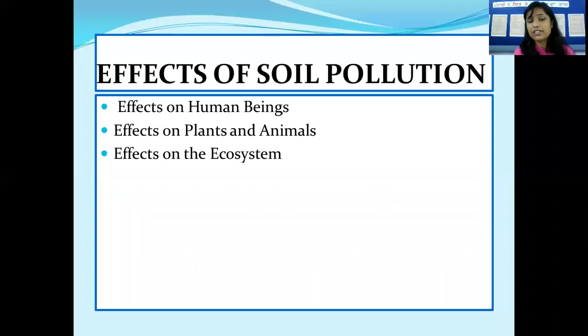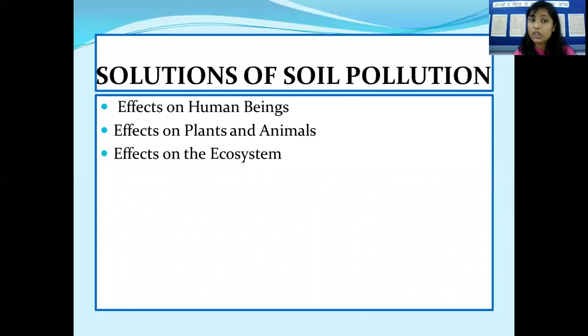How it is affecting the ecosystem is that there are a few plants and animals which are sensitive to certain metals or certain soil pollutants. So when they ingest them or it gets into their system, it causes the death of the plants and animals, which disrupts the ecosystem by disrupting the food webs and food chains, right? So this is how soil pollution is affecting human beings, plants, animals, and majorly the ecosystem, right? Now, what are the solutions?